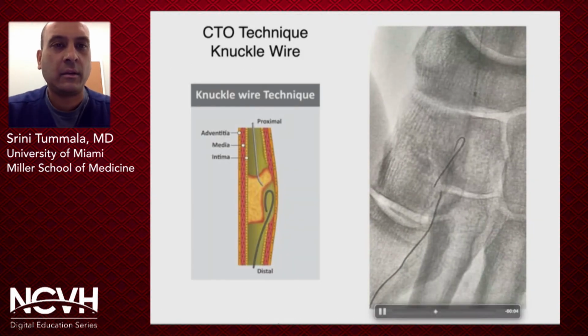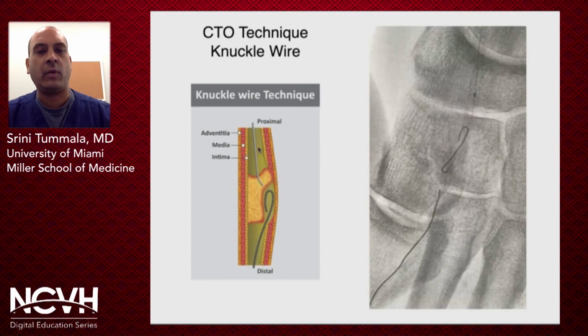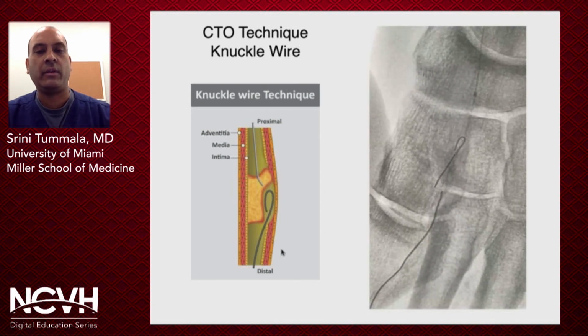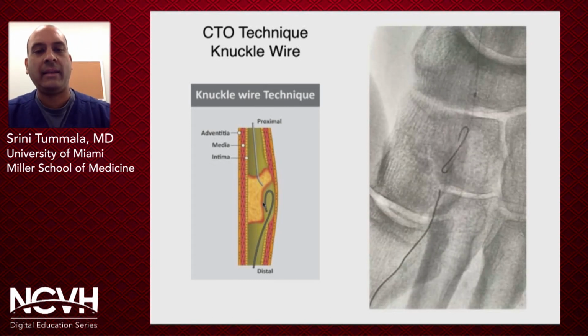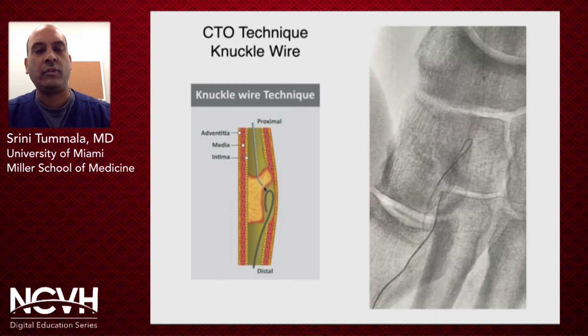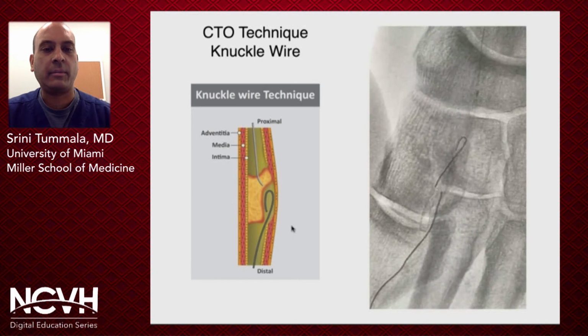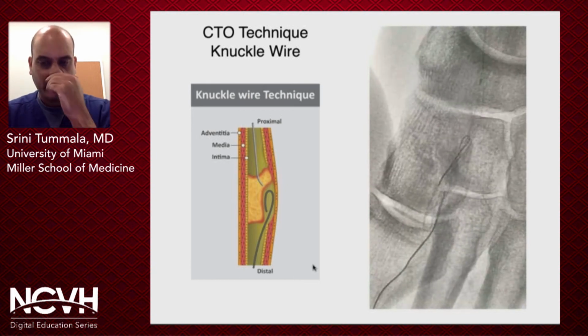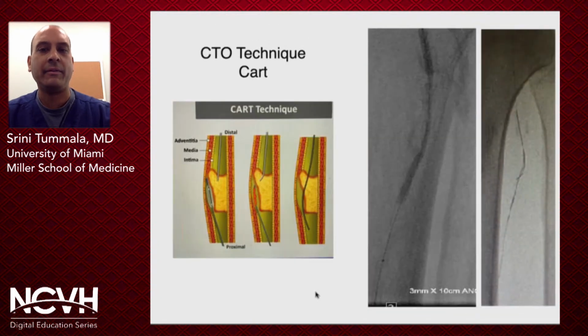When we're talking about the knuckle wire technique, what you're basically doing is that you have a CTO, a wire from above, and a wire from below. They're in two different subintimal planes, and you're creating a knuckle or a loop with your guide wire and using that to rotate and disrupt the tissues between these two subintimal planes in order to achieve communication and hopefully cross the CTO. Obviously, many of us use CART and reverse CART.